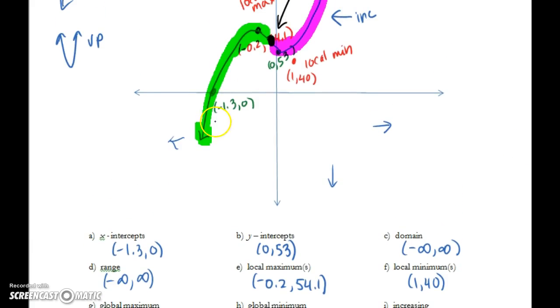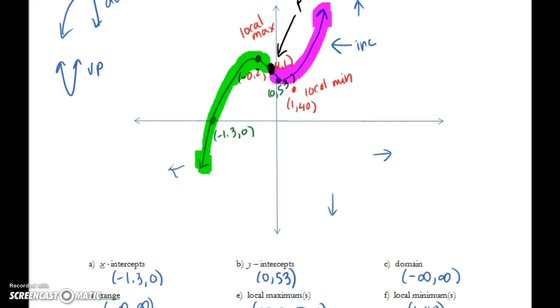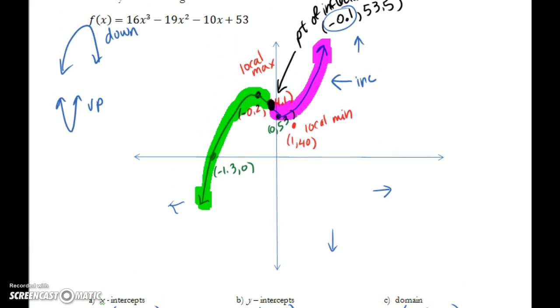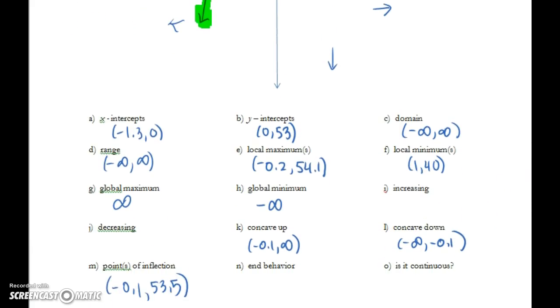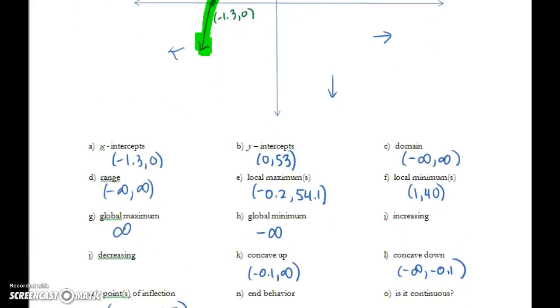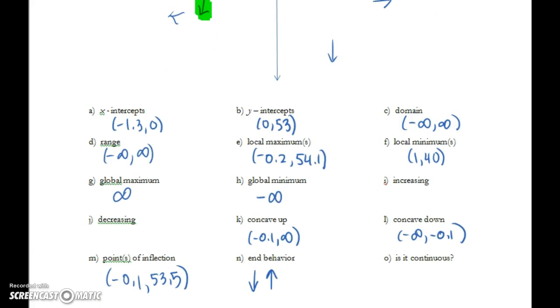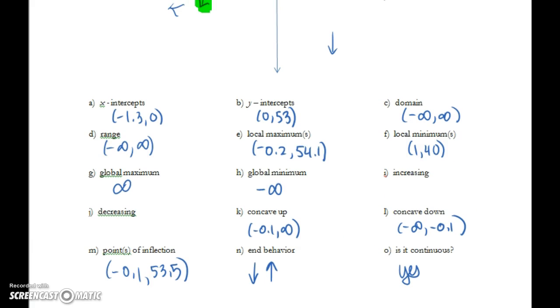And it's concave down in the green region, and the x values that are included in the green region are from negative infinity to negative 0.1. So that's concave down. End behavior right now, we're going to simply state that the left end is down and the right end is up. And then is it continuous? Yes, because you can trace the whole thing basically without picking up the pencil. And so it looks like increasing and decreasing got erased. We had it there earlier, but we have analyzed our graph to completion. Again, this is standard 8.1.